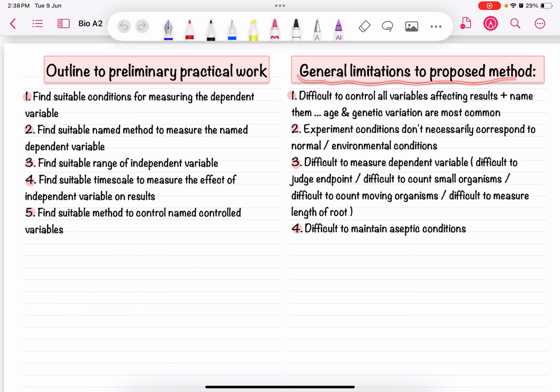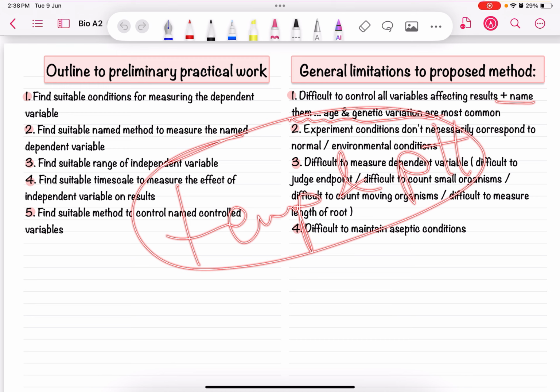General limitations that are not specific to core practicals, of course, you would need two of the non-specific limitations or preliminary work, then you would need more than one to apply on your question. Difficult to control all the variables, this is a limitation, and you must name them. Please do not rely on temperature and pH, because sometimes they're not written.